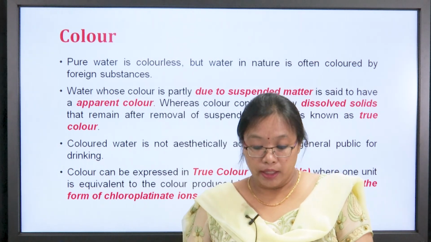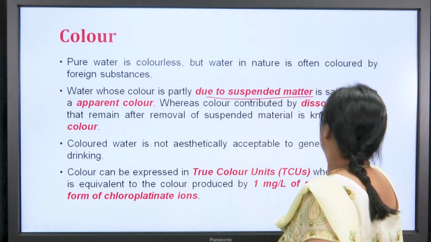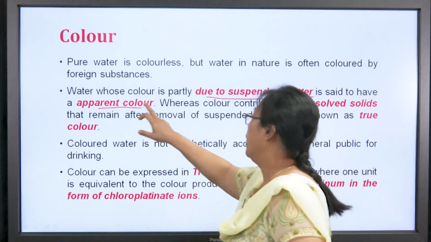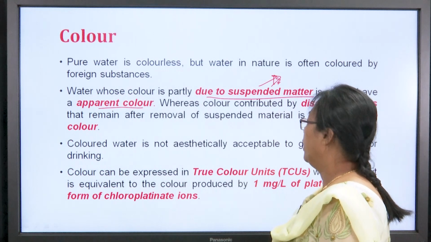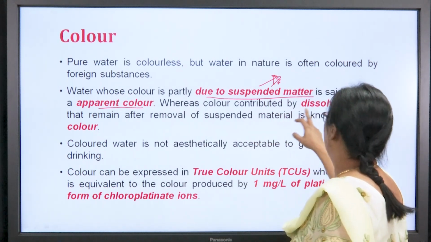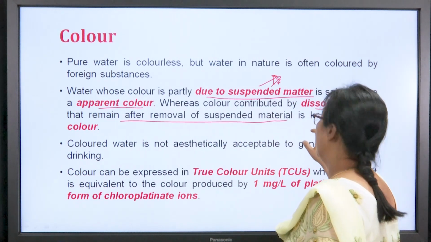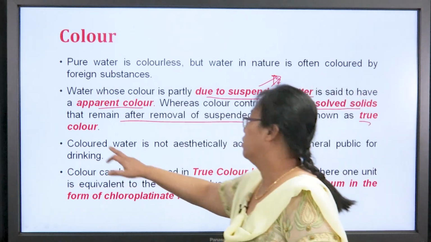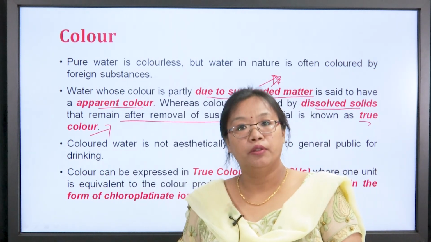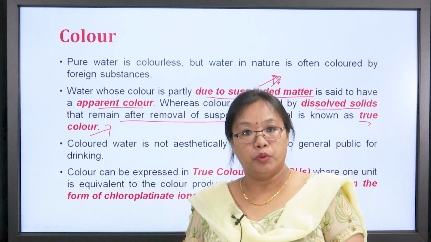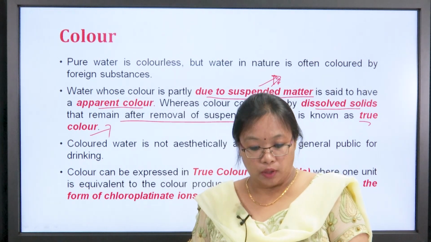Water whose color is partly due to suspended material is said to have apparent color. Why? Because you can easily remove suspended material by filtering, right? Whereas, color contributed by dissolved solids that remain after suspended material is removed is known as the true color. So, we have two types of color here, apparent and true. Apparent is due to suspended solids and true is due to the dissolved solids.